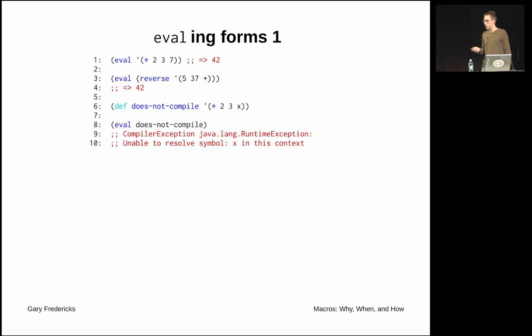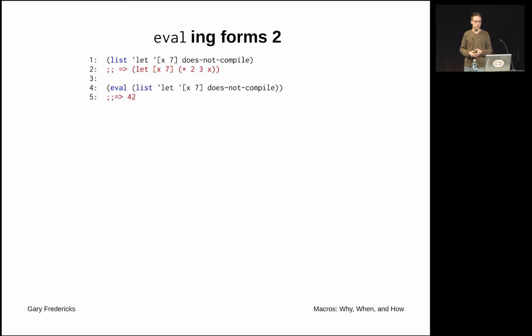Once we have forms, we can run them by using the eval function. So if you pass a quoted piece of code to eval, it's going to get run like you're used to. If you take some code that's not valid and then reverse it so that it is, you can eval that. On line 6, we have a form that contains an X, which doesn't normally mean anything. And so if you pass it to eval, the compiler is going to complain that it doesn't mean anything.